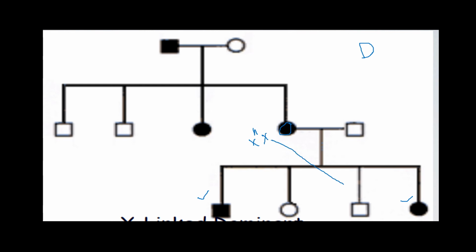This boy has inherited this X chromosome, so he is normal, and this boy has inherited this mutant one, so he is affected. And again this mutant one is inherited by this girl, so she is affected, and this normal one is inherited by her, so she is normal. So this is an example of X-linked dominant disease. By looking at this pedigree, we can say that it is an X-linked dominant disease.